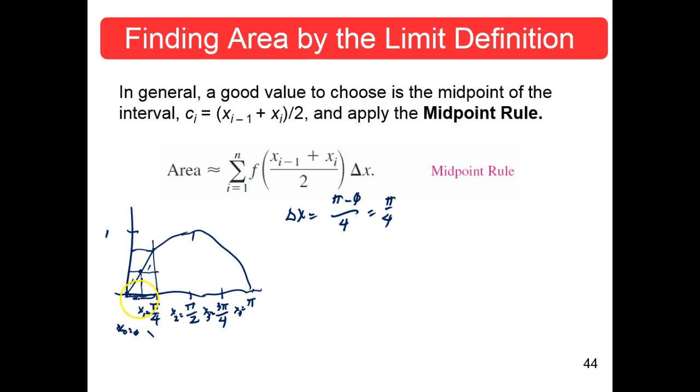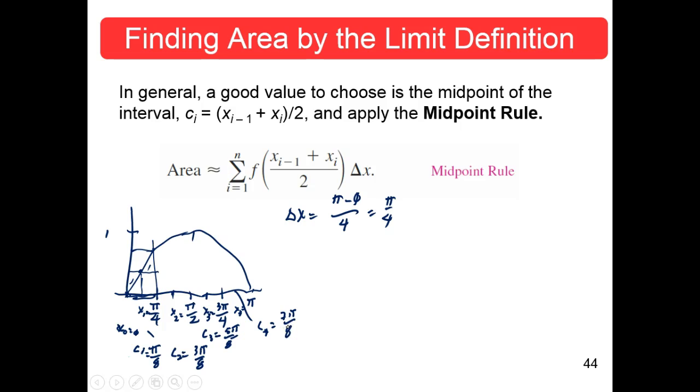So what is the midpoint? That would be pi eighths. So your c sub 1 is equal to pi eighths. Your c sub 2 is equal to 3/8 pi. Your c sub 3 is equal to 5/8 pi. And of course your c sub 4 is equal to 7/8 pi.